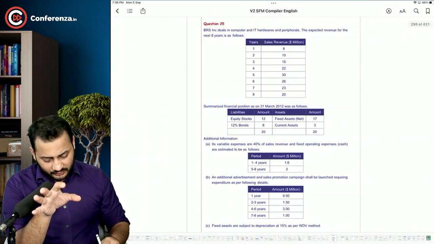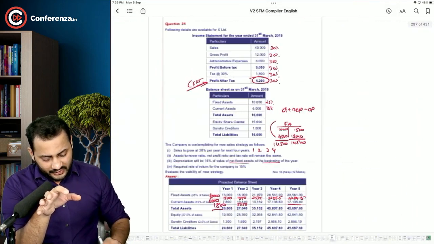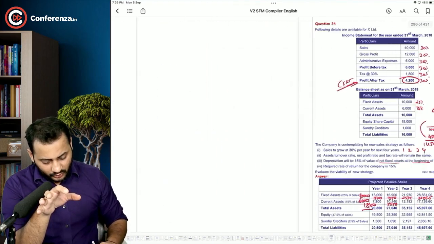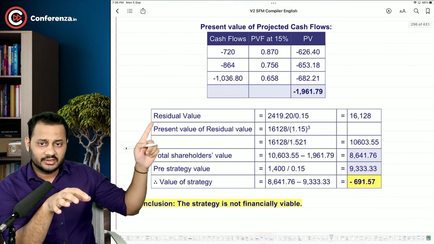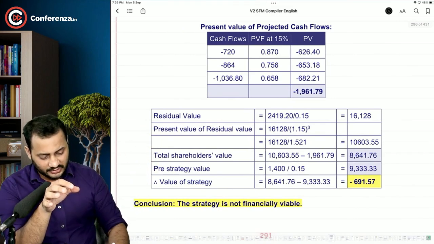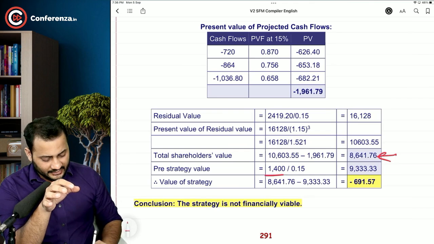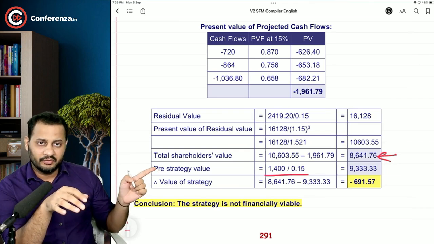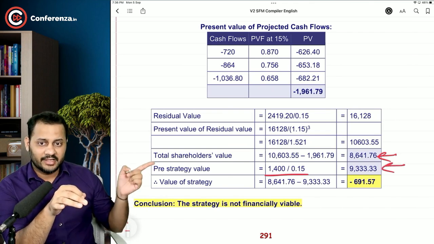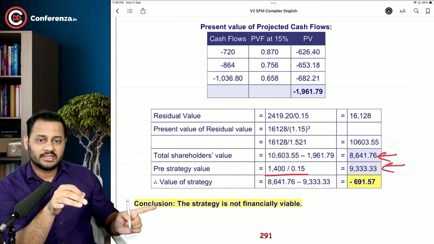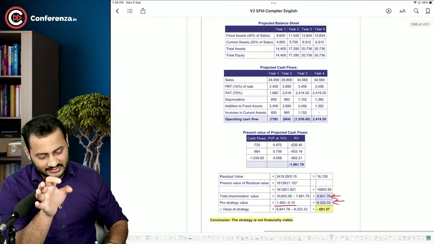Okay, sir. So this was all about the strategy thing. The previous two questions that I gave you were also on the strategy itself. See, in the previous question, you can see the residual value, present value, total shareholders' value. This is the new value, but the pre-strategy value was again 1400 divided by 15. That means earnings capitalization. So the pre-strategy value was higher than the new strategy value, and that's why the strategy is not viable, because the answer is negative.